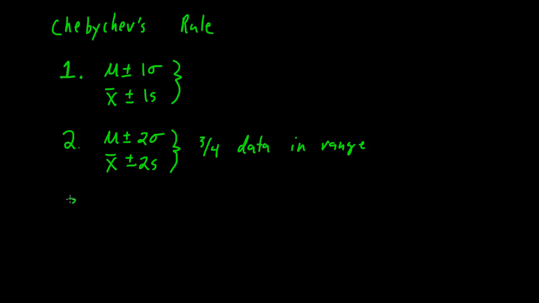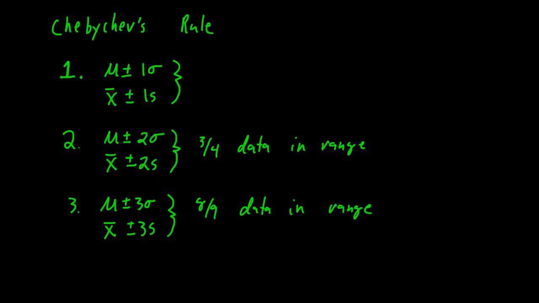And for 3 standard deviations, if we expand it out a little bit more, we have mu plus or minus 3 sigma, or we have x bar plus or minus 3s. Chebyshev's rule states that we have 8 out of every 9 data points, or 8/9 of our data, is going to fall within this range.